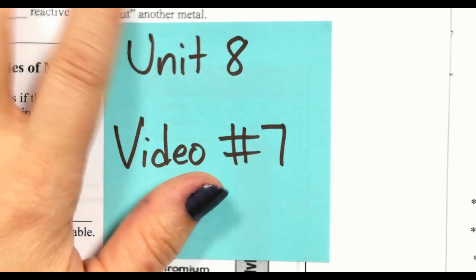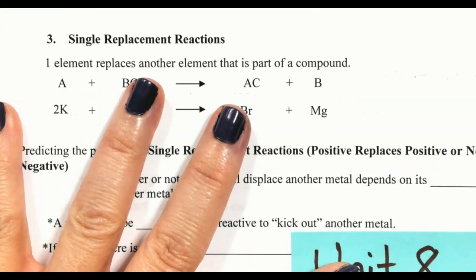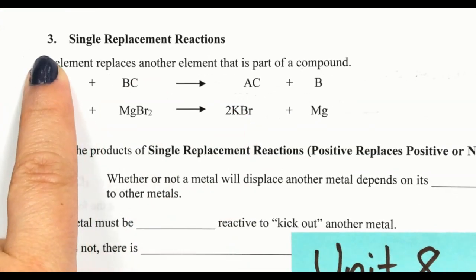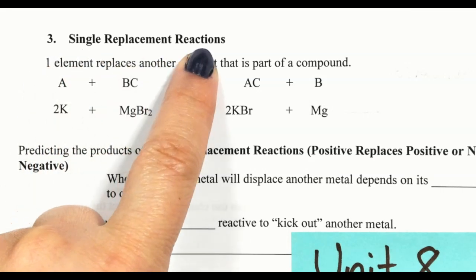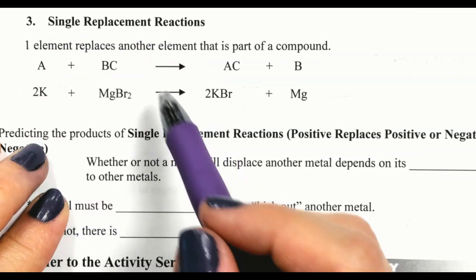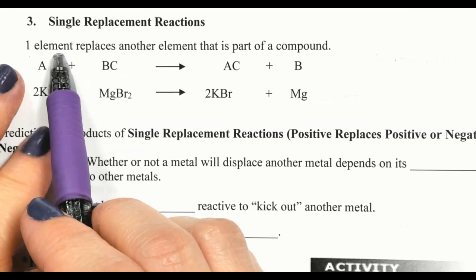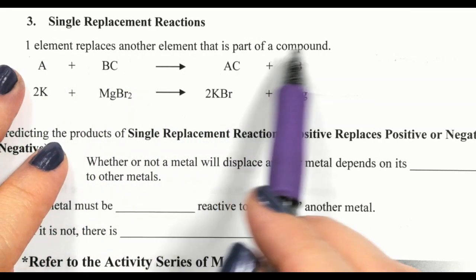Unit 8, video number 7, and this page does not have a page number, so you want to turn to the page, probably page number 8, where it says number 3, single replacement reactions at the top. Single replacement reaction, one element replaces another element that's part of a compound.